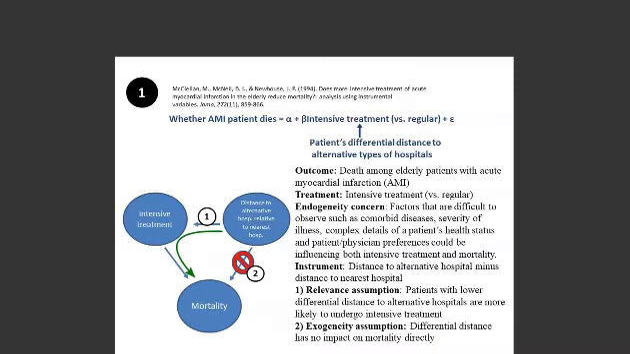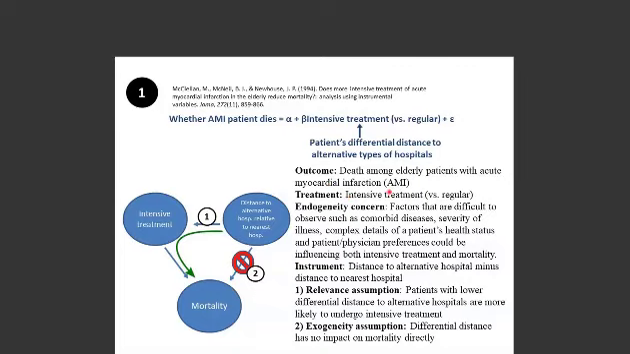So the first example is looking at the impact of intensive treatment versus regular treatment for AMI patients, and the outcome is whether or not AMI patients end up dying. So what I typically do is list out, when I look at any instrumental variables paper, I list out these items, and so we'll do this for the next few examples that I've got.